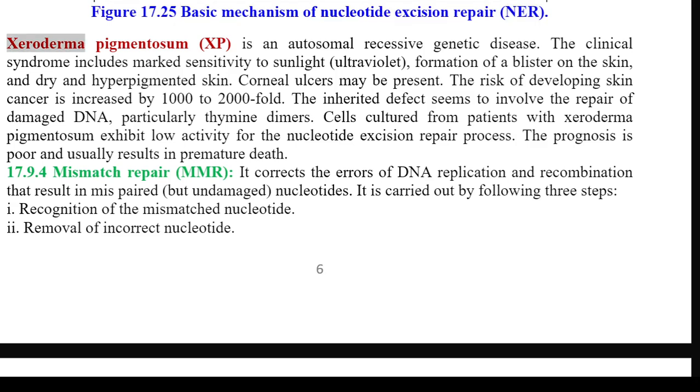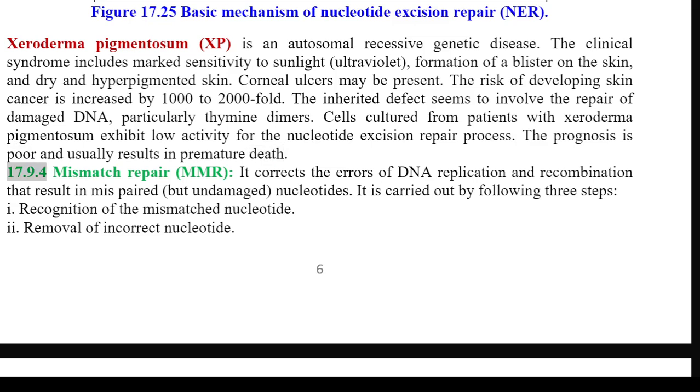Xeroderma pigmentosum, XP, is an autosomal recessive genetic disease. The clinical syndrome includes marked sensitivity to sunlight, ultraviolet, formation of blisters on the skin, and dry and hyperpigmented skin. Corneal ulcers may be present. The risk of developing skin cancer is increased by 1,000 to 2,000-fold. The inherited defect seems to involve the repair of damaged DNA, particularly thymine dimers. Cells cultured from patients with xeroderma pigmentosum exhibit low activity for the nucleotide excision repair process. The prognosis is poor and usually results in premature death.